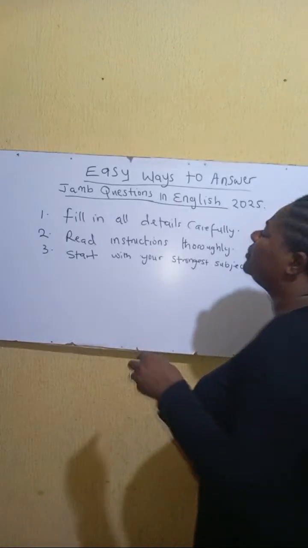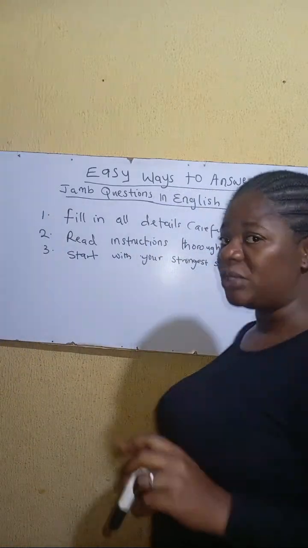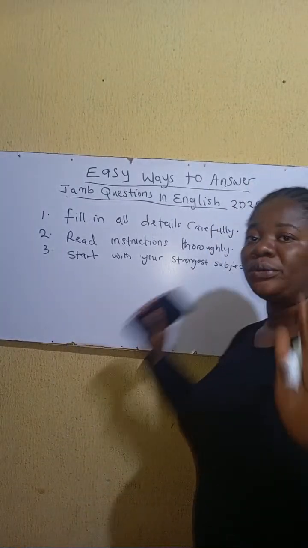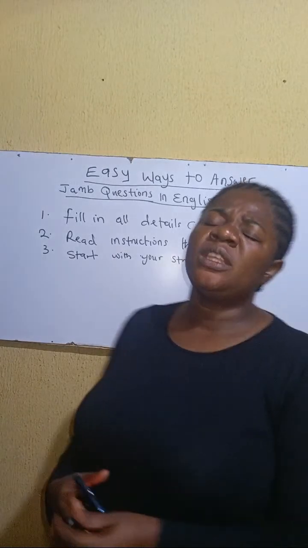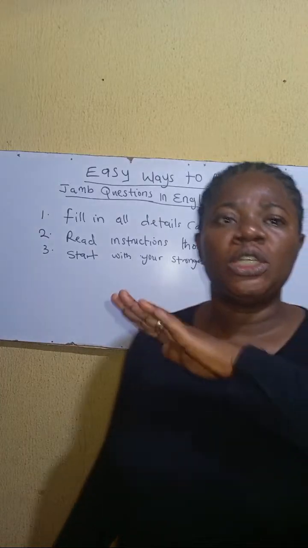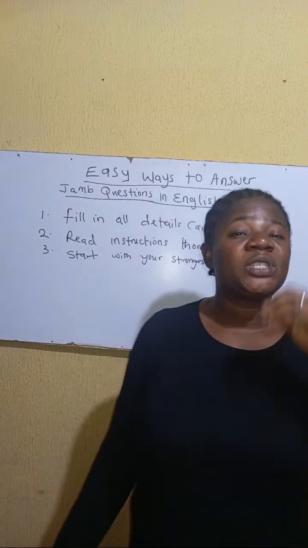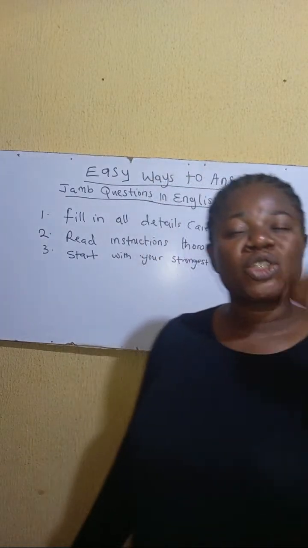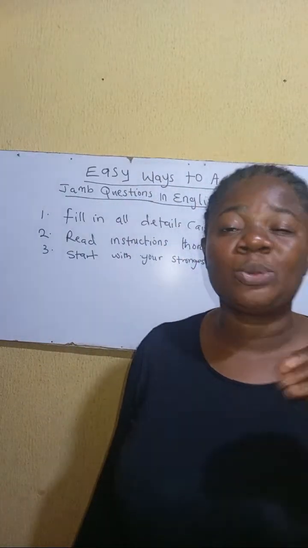Okay, so now the first thing you need to do after you have done these things, when you have started answering questions, and that's you are filling all your details carefully, and then you have read the instructions thoroughly, the next thing you should do is start with your strongest subject, the subject that you know that is your field. Okay, if you're a science student, you're supposed to start with physics and chemistry. Forget about English and maths. Start with the strongest subjects that you know, that without this subject I can't go. That's the subject you're supposed to start with.